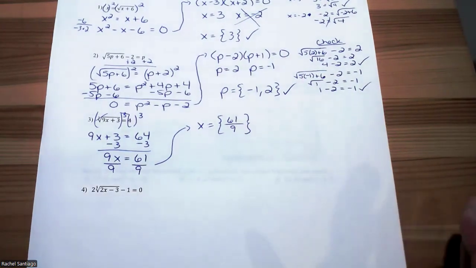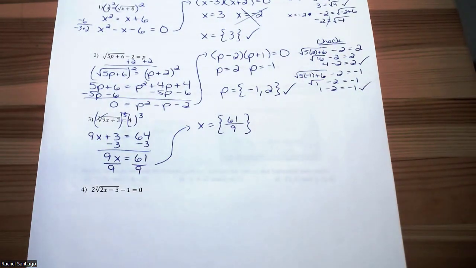Now, because of the fact that when you actually take the cube root of a number, that number can be both positive or negative, that essentially means that we do not need to check that answer. I mean, you can. Go ahead and plug it in. It will always work out. For odd roots, it will always work out.